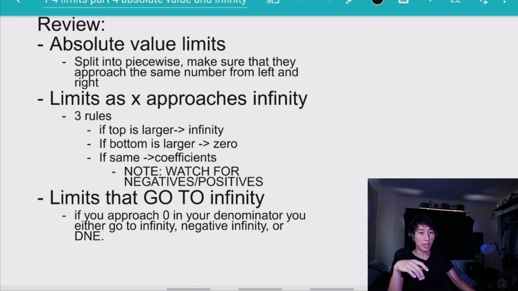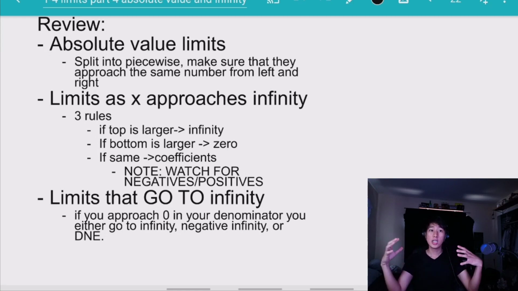Secondly, when we are doing limits as x approaches infinity, there are 3 rules mainly. Number 1, if top is larger, it goes to infinity. If bottom is larger, it goes to 0. If it's the same, it's coefficients. Watch for your negatives and positives. And again, use your different tools. Simplify. Make sure that you know your different rules. So if you have square roots, you can move it to the outside. Watch out for stuff like that.